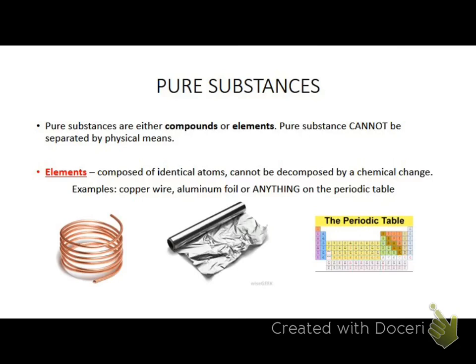By its very nature, copper wire, no matter what, copper is going to look the same, right? Everything on the periodic table is an element. An element is composed of identical atoms that cannot be decomposed by a chemical change, and they retain their properties. An atom is the smallest amount that will retain its properties. Once I start taking off electrons and all that, then it doesn't retain its properties. So hydrogen, helium, copper, aluminum, iron, titanium, those are all examples of elements.